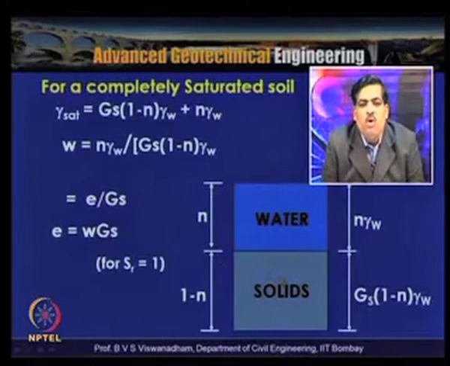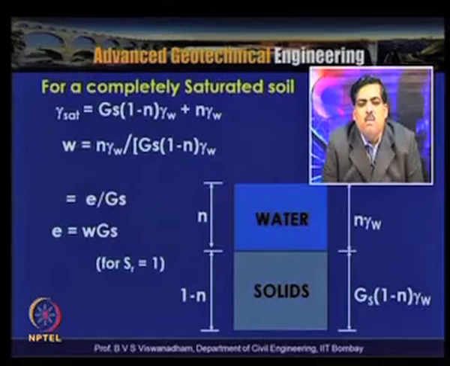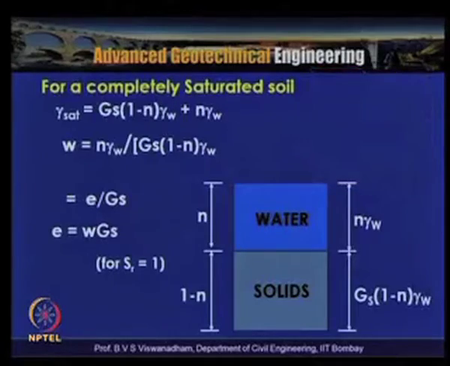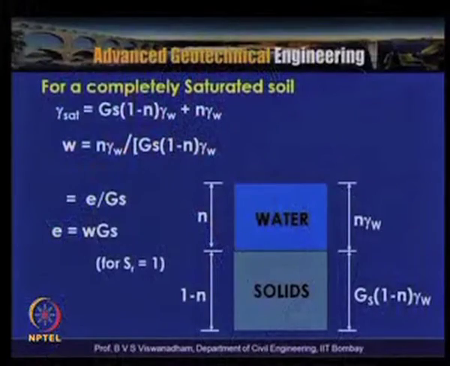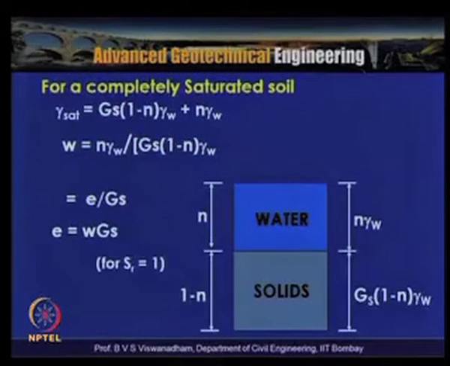So, water content W is equal to n gamma w divided by Gs into 1 minus n gamma w, which is nothing but E by Gs. So, E is equal to Wgs is what we have got for a completely saturated soil.